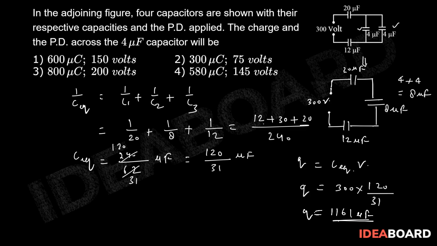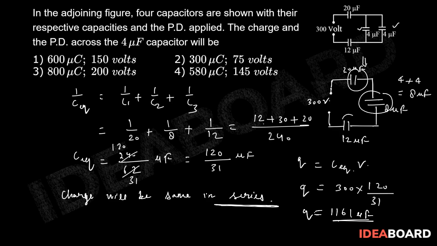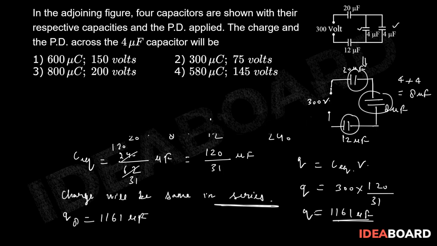Now once you have got this, you know that the charge will be the same in series. That means the charge on the 20 microfarad, 8 microfarad and 12 microfarad will be the same. So Q8 will be 1161 microcoulomb, correct? Now we know that this 8 microfarad consists of two capacitors of capacitance 4 microfarad each, right?